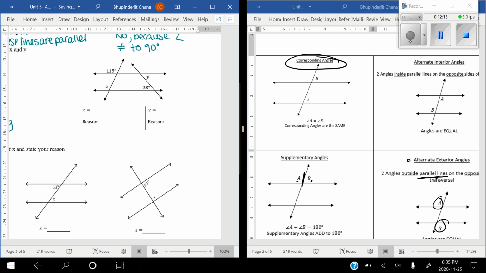Moving on. Now we're going to look at the next relationship. For this one, x and 115, I notice that again, they're corresponding angles. So x is equal to 115 as well. Reason, corresponding angles.